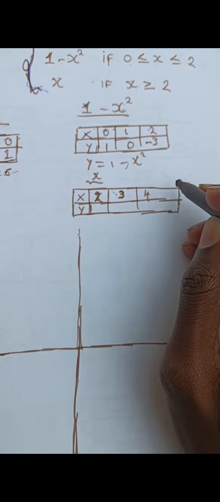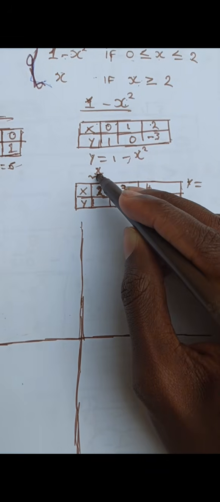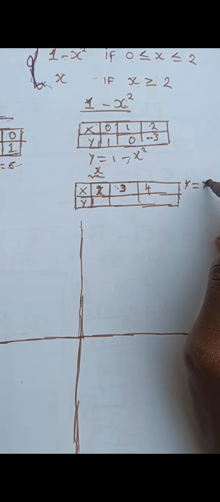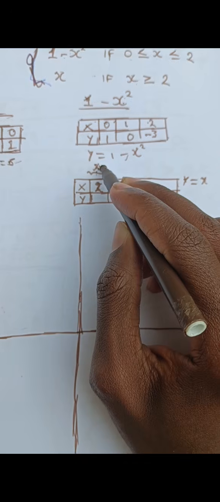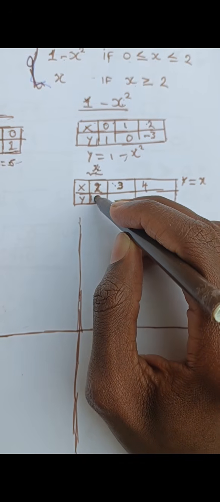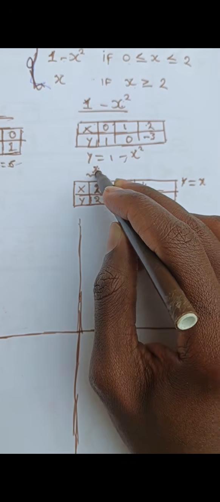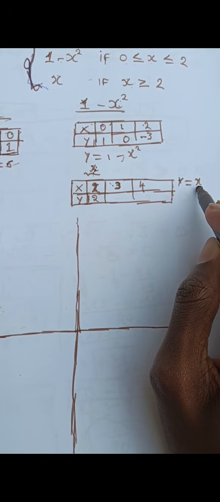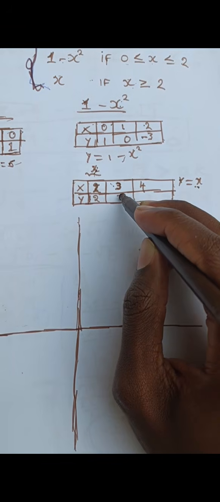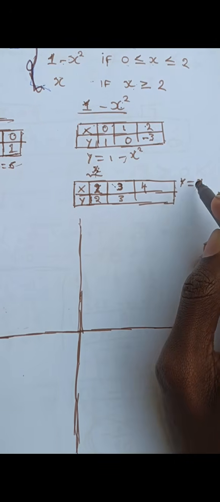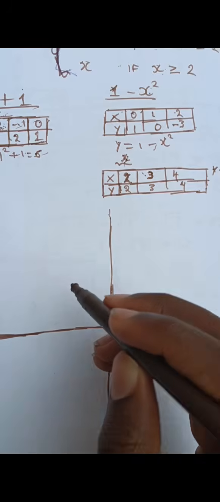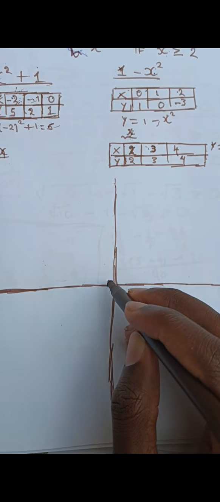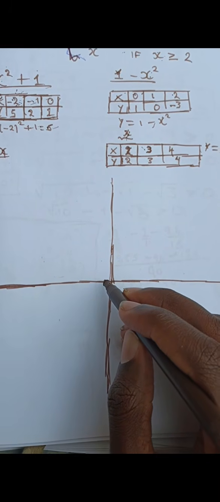So let's find the value of y. I'll use this one, y is equal to x. If I put 2 on x, what would be the value of y? It will be 2. If I put 3 on x, what will be the value of y? It will be 3. If I put 4 on x, it will be 4.